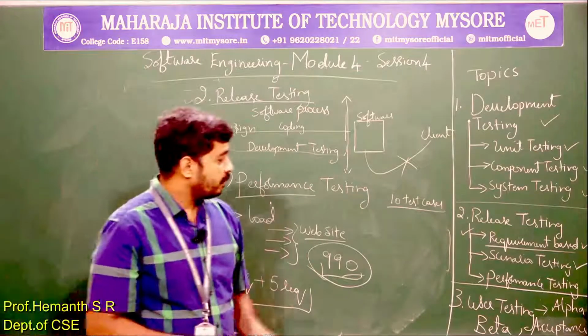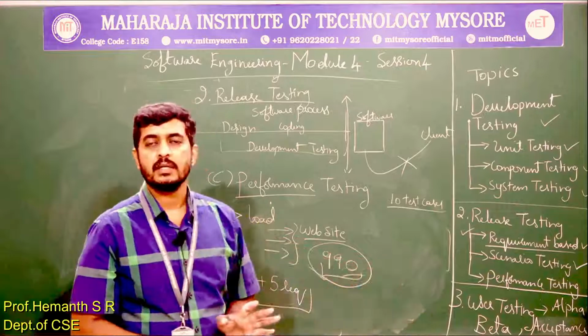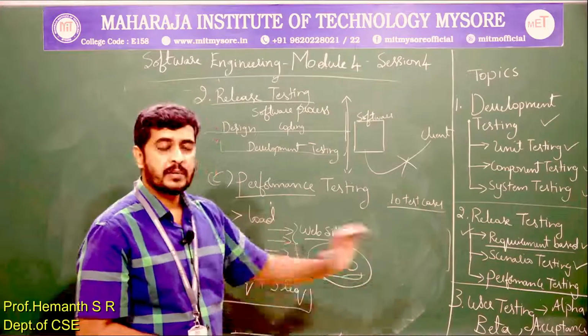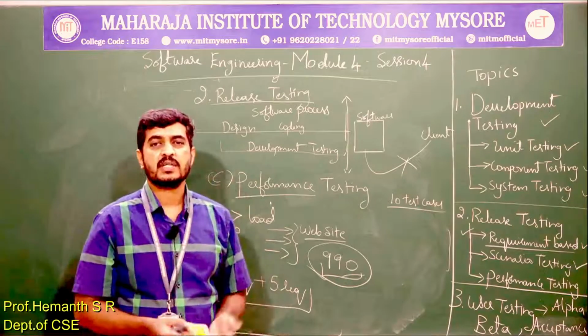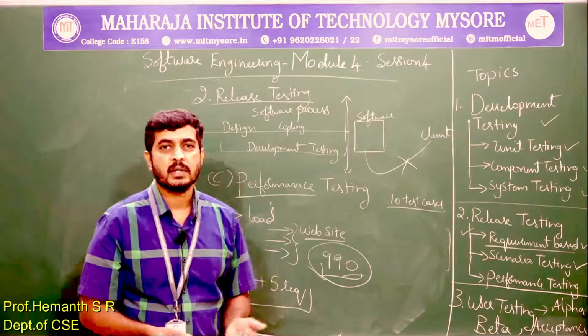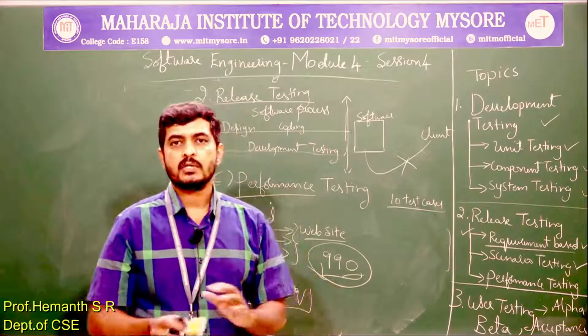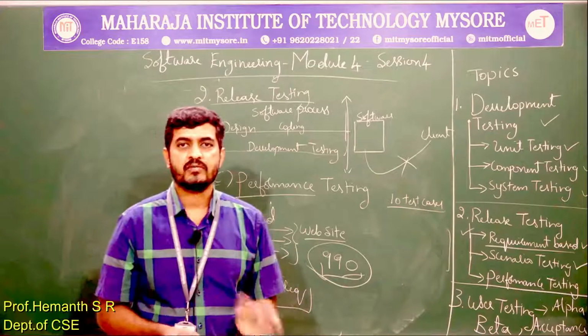In the next session, we will take up the third and last one, that is user testing. User testing is done by the users, as the name itself indicates. Different aspects of user testing, how it is done, and how it will help us discover the hidden errors or flaws in the software will all be covered in the next session, that is session 5.